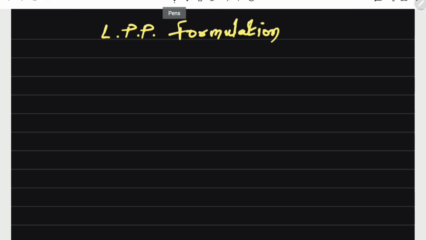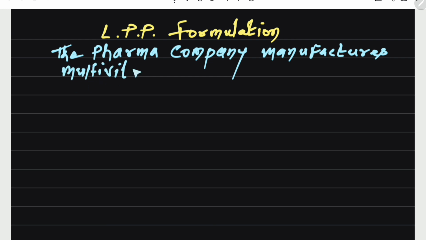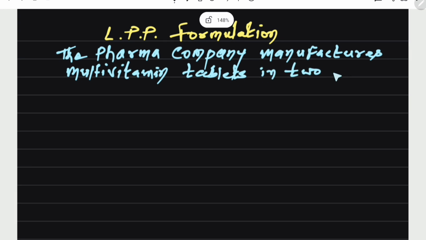Problem is like this. The pharma company manufactures or produces two types of tablets, tablet A and tablet B. The pharma company manufactures multivitamin tablets of two sizes or two types, A and B.